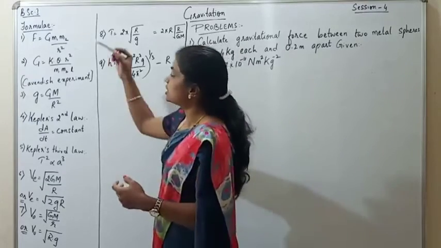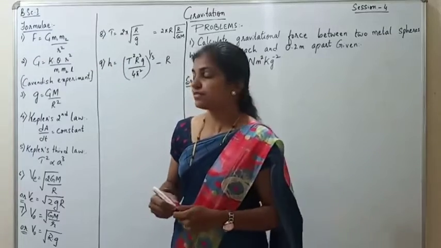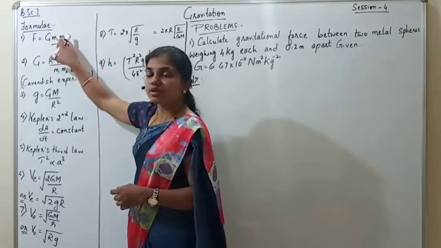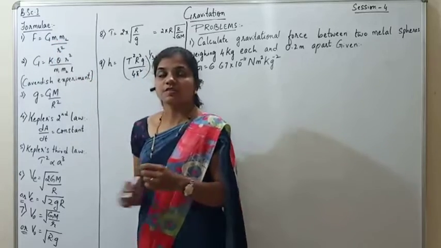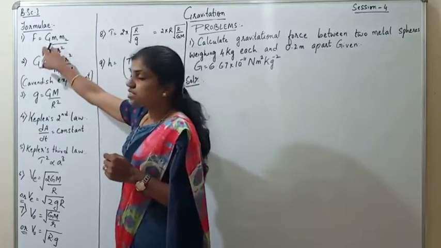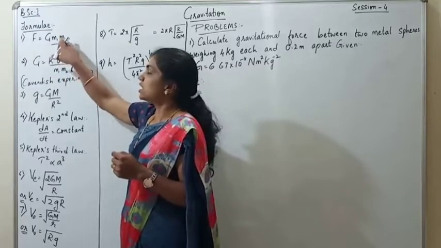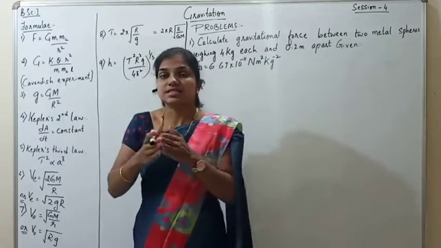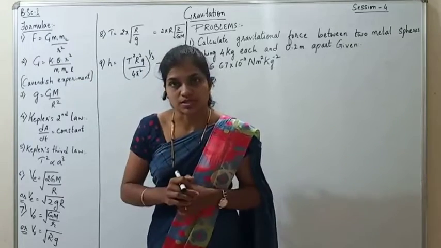So firstly, the gravitational force F. The gravitational force F is equal to G m1 m2 upon r square, where G is the gravitational constant, m1 and m2 are the masses of two bodies, and r is the distance between the two bodies.